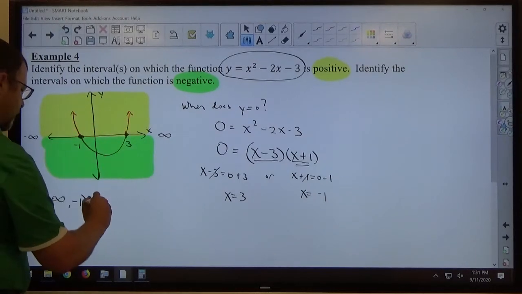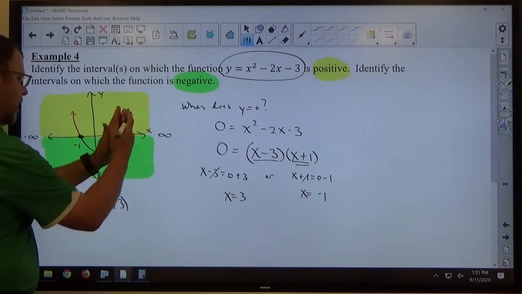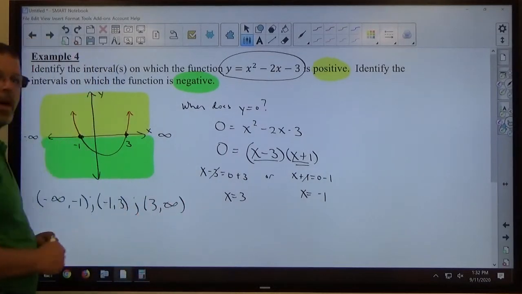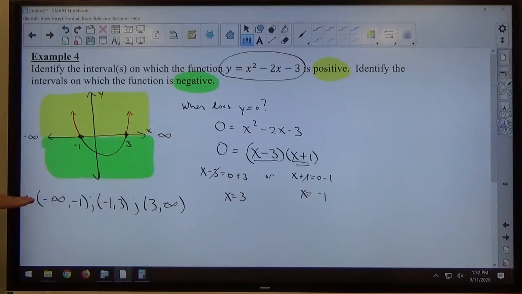This interval here is from negative 1 to 3. And this interval here is from 3 to infinity. The intervals are all about x. We've already established y is going to be either positive or negative. We're concerned about what x's make that happen.